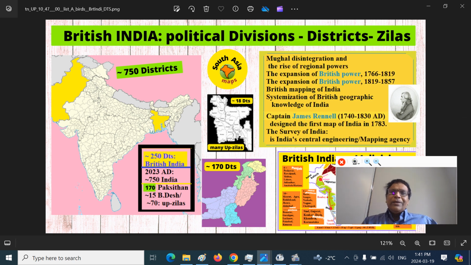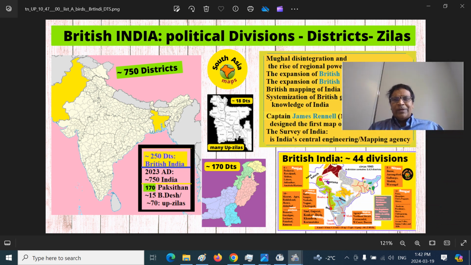During the time of Warren Hastings, they appointed a geographer called James Rennell, who lived around 1740 to 1830, called the father of Indian geography. Systemization of the geographical regions in the British Empire started. When the British left India, there used to be around 250 or 300 districts. Rajputana and Madhya Bharat didn't have actual districts, so I made it 250 to 300.